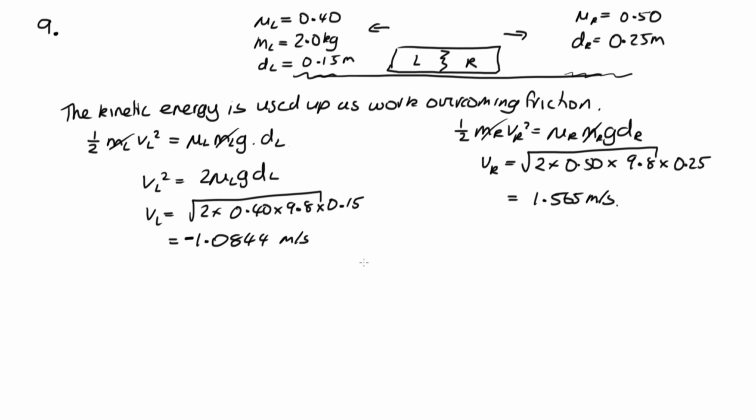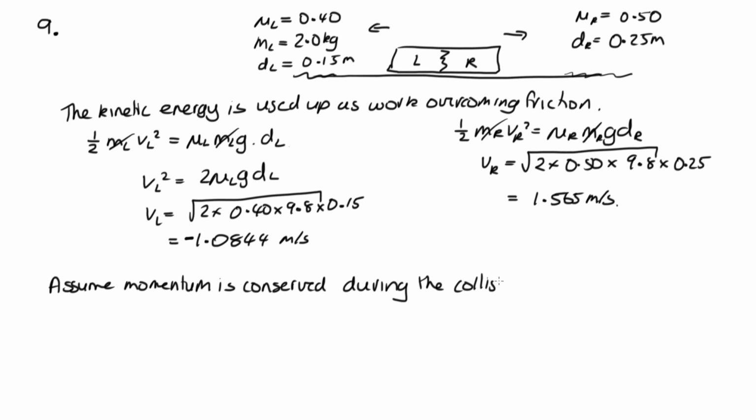Okay, so now we have the speed of the blocks just after the explosion, because that's the speed they had just before hitting the rough part, which we assume is constant because we assume it's not losing energy as it slides over the frictionless part. So now what we need to do is consider during the collision. So assume momentum is conserved during the collision, which is reasonable as no external forces are acting.